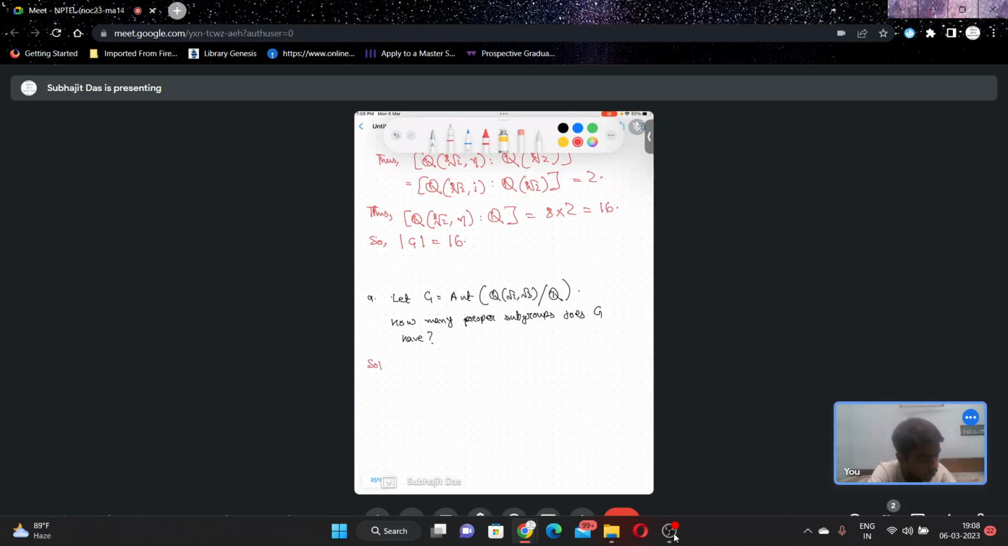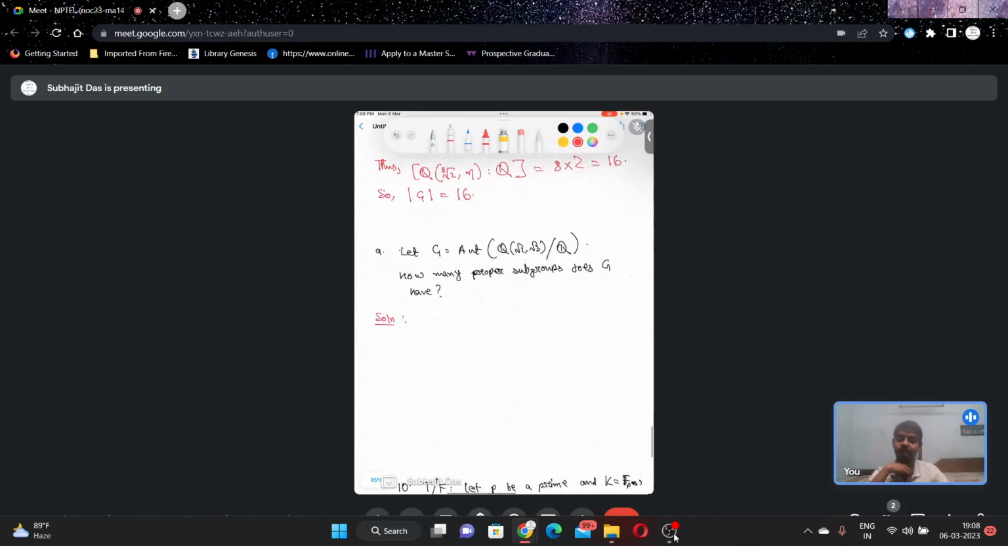So, solution. Let G be equal to the automorphism group of Q adjoined with root 2, root 3 over Q. We need to figure out how many proper subgroups G has. Now, here you can use the fundamental theorem of Galois theory, but that would be an overkill here. We can do it very simply.